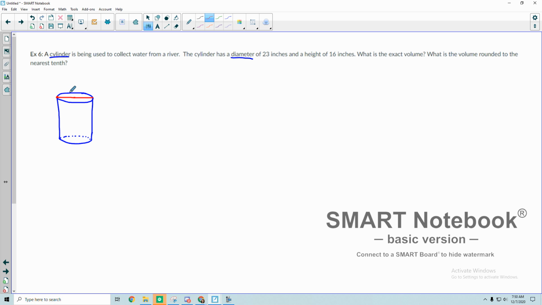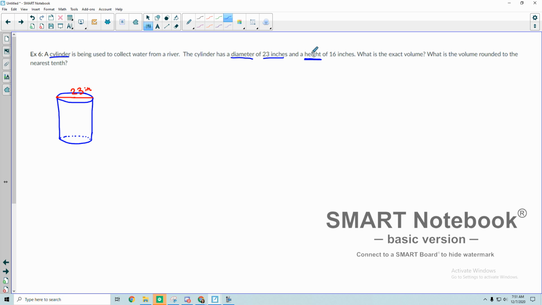So the diameter is 23 inches, okay? See how I haven't even read through the whole thing, and I'm already starting to draw stuff down. So the diameter, it's 23 inches. That's automatically labeled onto my diagram, okay? Then it has a height, okay?